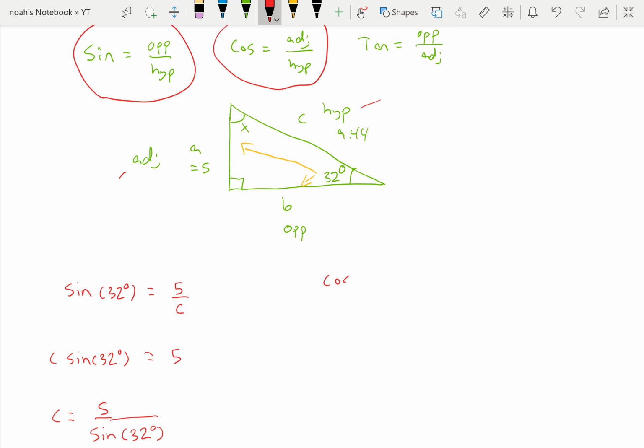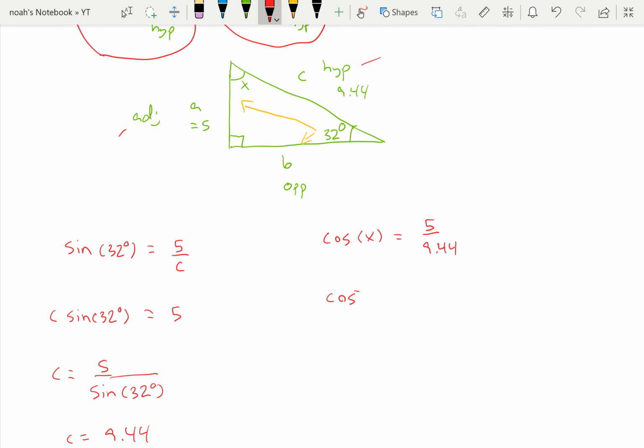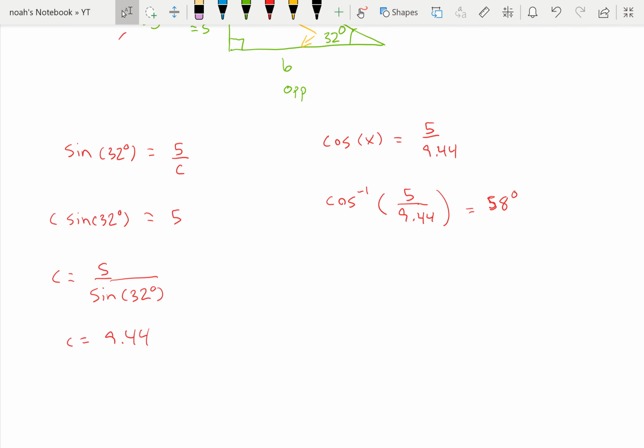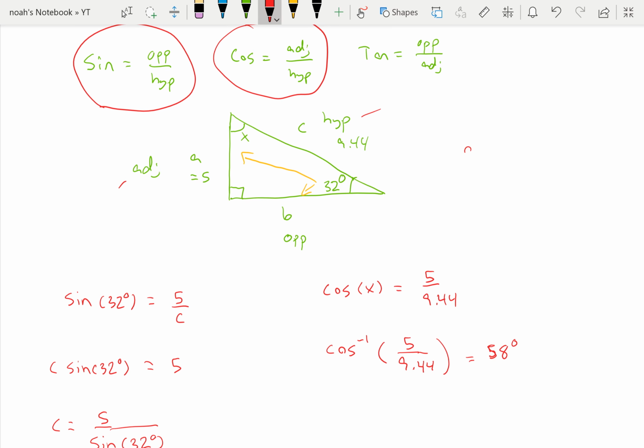So cos of x is equal to 5 over 9.44. And there's a button on your calculator that looks like cos of -1. Inside this function, you want to put 5 over 9.44. If you plug this into your calculator, you'll get approximately 58 degrees. And this lines up with our triangle because 90 plus 32 plus 58 is equal to 180, which is correct.